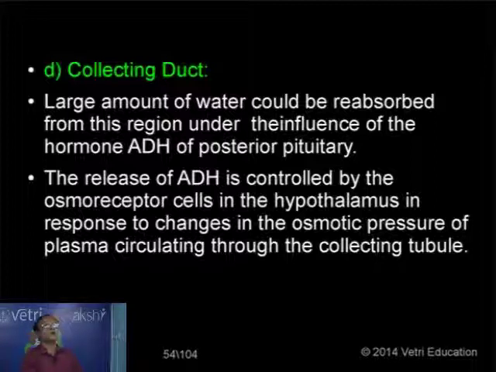When you have less water in the capillaries surrounding the collecting duct, then the secretion of ADH is increased. That's why I said it is in response to change in the osmotic pressure. The availability of water is responsible for creating the osmotic pressure of the plasma circulating through the capillaries surrounding the collecting tubule. So according to the availability of water in the capillaries, the secretion of ADH is either increased or decreased. That's why in the collecting duct, the amount of water absorption depends mainly on the ADH hormone.